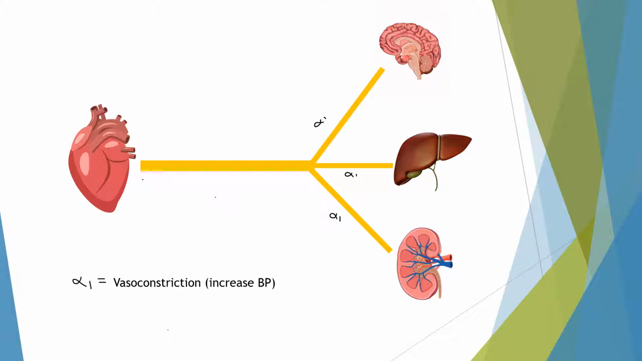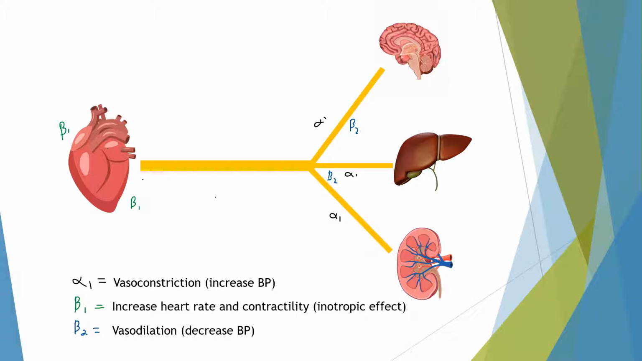Alpha-1 receptors, when activated, will cause vasoconstriction and therefore an increase in blood pressure. You also have beta-2 receptors located peripherally, and when beta-2 is stimulated, it will lead to vasodilatation. On the heart, we have beta-1 receptors, and beta-1 receptors will lead to increased heart rate and contractility. Peripherally, you also have dopaminergic receptors, and the dopaminergic receptors will also lead to vasodilatation.